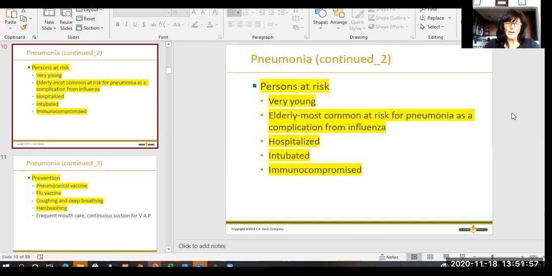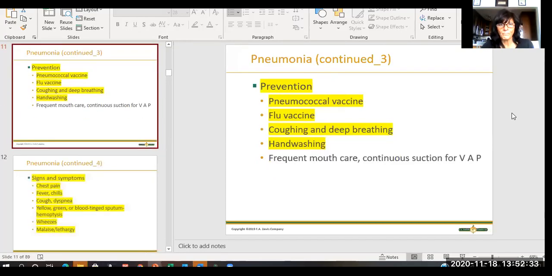Who's at risk? The very old, the very young. Okay. Know this. Elderly folks are the most common at risk for pneumonia as a complication from the flu. That's why it's so important for older folks to get the flu shot. If they get the flu, they are the ones that are going to wind up more than likely with pneumonia and then hospitalized or intubated, and bad outcomes, very bad outcomes. So make sure you know that pneumonia is the most common complication for older folks from the flu.